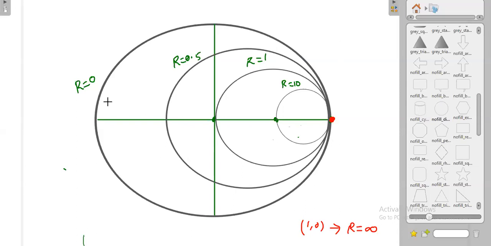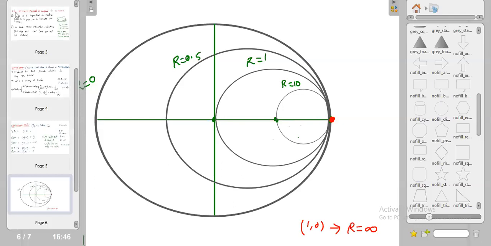But if you want to vary your resistance, where do you have to go, sir? You have to go to another circle. If you really want to vary your resistance, you have to go to another circle. That is the idea. But on one circle, the resistance is constant. That's why these are called constant resistance circles. Now how to draw the constant reactance circle?